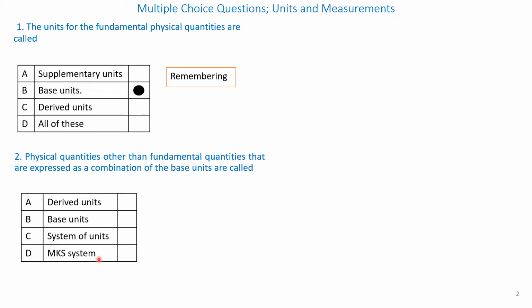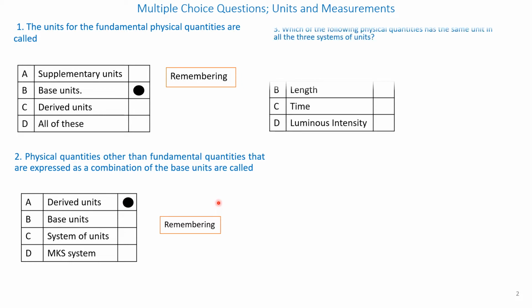So you have to identify the physical quantities other than fundamental quantities that are expressed as combination of base units. So the correct answer is A, option A, that is derived units. So other than fundamental quantities are derived units. Next question.